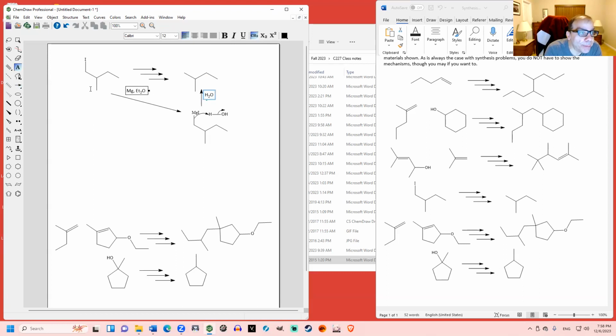So it's just two steps. Treat the iodide with magnesium, and then treat the Grignard reagent with water, or indeed any protic solvent. You could have used methanol, you could have used acetic acid, it doesn't matter, any protic solvent. And that will give you the alkane.